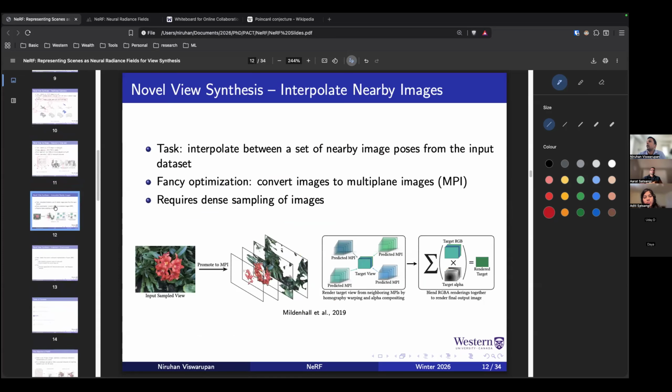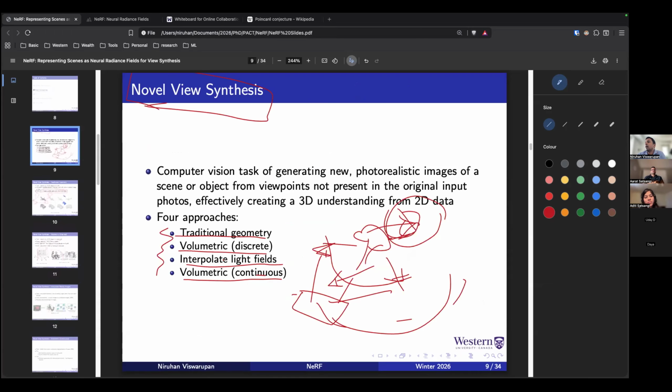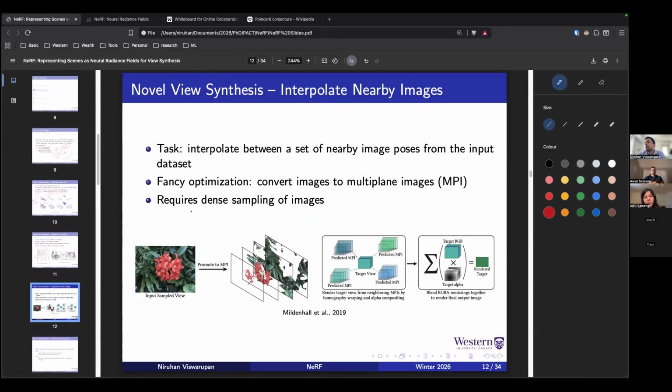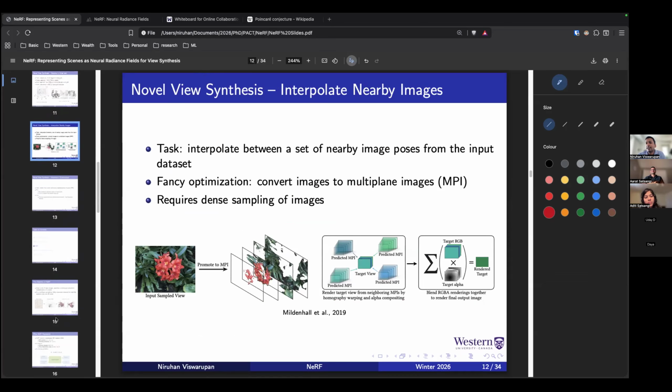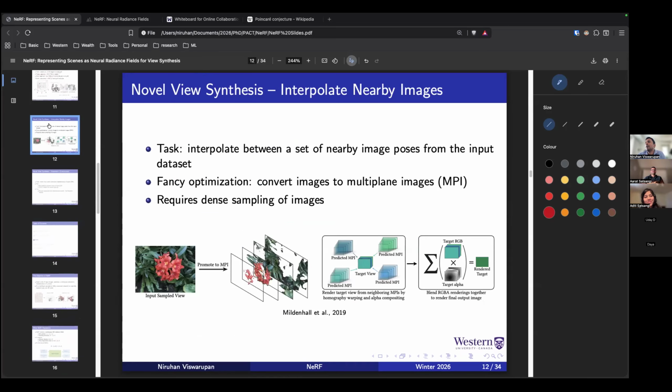And then the other idea is to interpolate nearby images. This is, I think, interpolation of light fields. I'll be a little bit quicker because we are still in the introduction, and we haven't even reached NeRF. We haven't even gone to the presentation that I wanted to do.